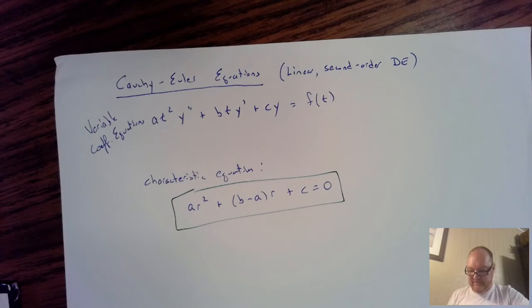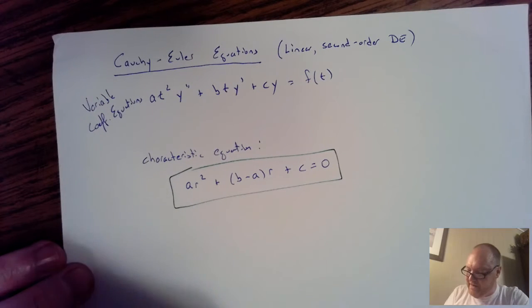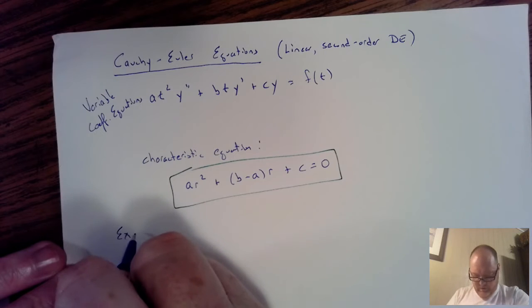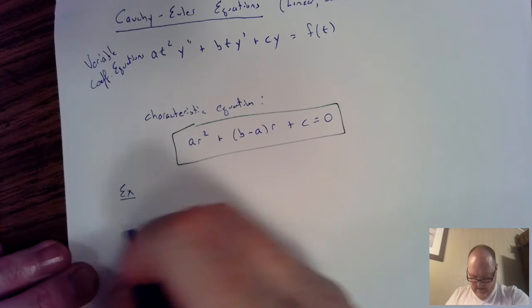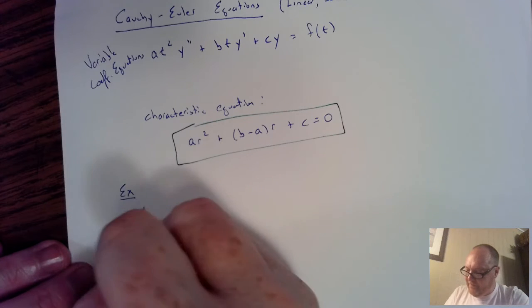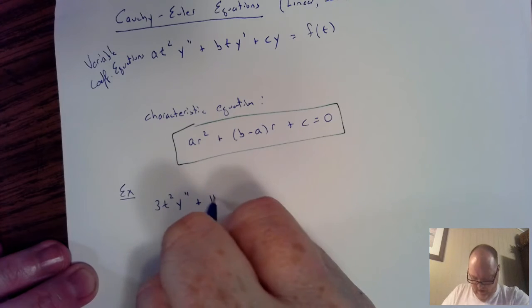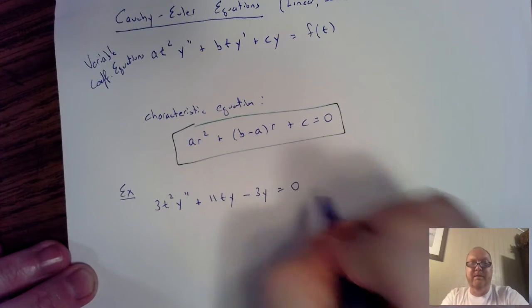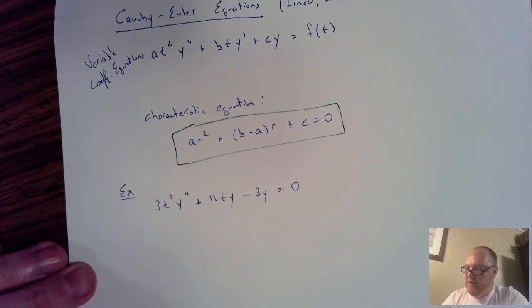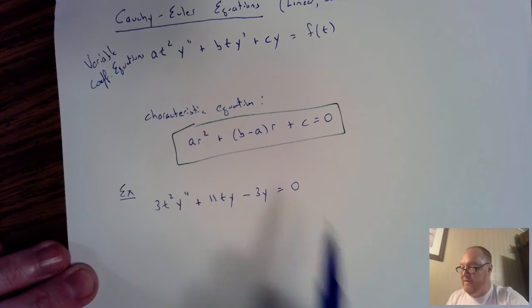So here we go, let's look at an example. As in the past where we solved that characteristic equation, we're going to end up with three cases, so be anticipating those three cases each time. Number one, let's solve this problem: 3t squared y double prime plus 11t y prime minus 3y equals 0. I know it's an Euler equation because it's got these variable pieces in front of it. It fits that form that we just talked about.